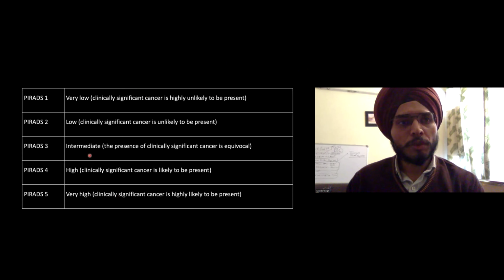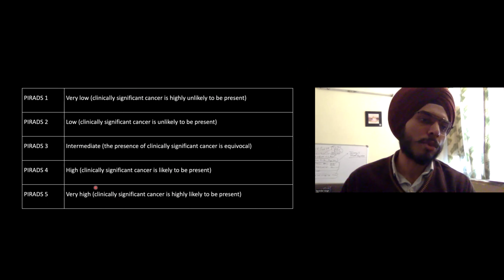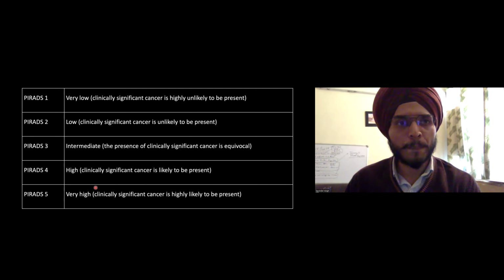PIRADS 1, very low chances of having a clinically significant cancer. PIRADS 5, very high chances of having a clinically significant cancer. 3 is equivocal findings. And 4 and 5 are almost the same, but depend upon the size of the lesion. PIRADS 4 is usually less than 1.5 centimeters, and a PIRADS 5 lesion is more than 1.5 centimeters in size.